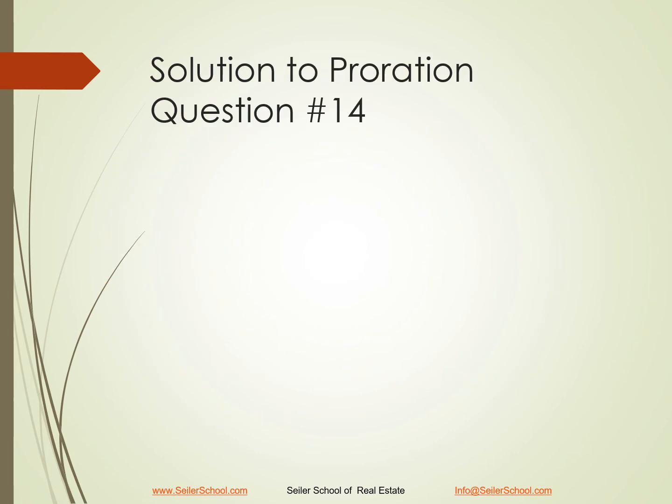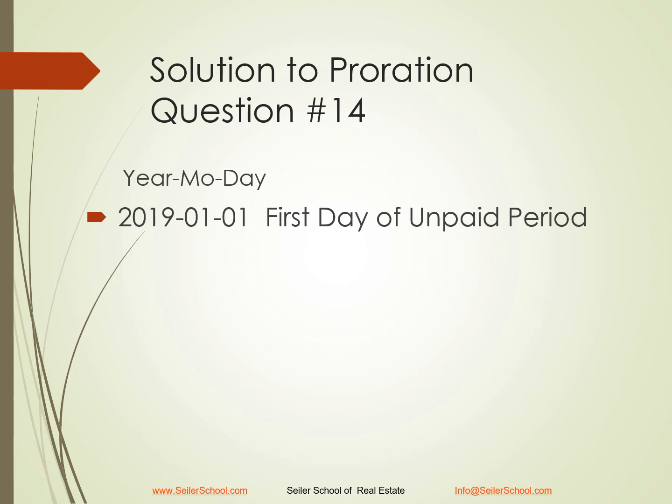Our solution to proration question number 14. The first day of the unpaid period. So it was paid for the entire year of 2018. So the first day of the unpaid period would be January 1st of 2019. And so we write it down as a year, 2019. The month, January, is 01 and the first day. Our closing date is November the 1st of 2018. So our year is 2018. November is the 11th month and 1 day.